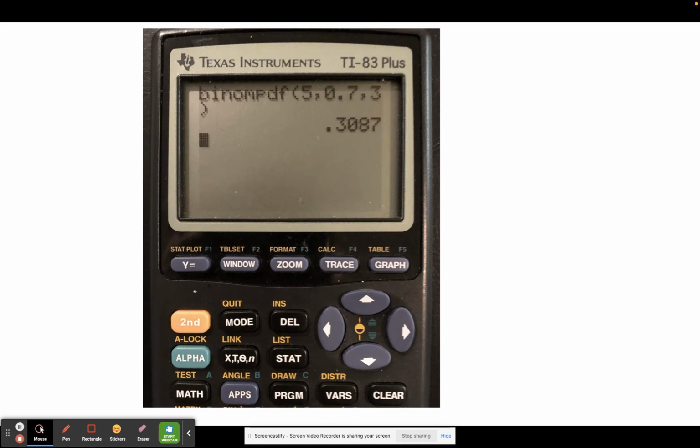On my calculators, this is what you would type in: 5, comma, 0.7, comma, 3, and then close the parentheses. The comma, in case you've never used it, is right above the 7. So the button directly above the 7 is where you'd access the comma. If you hit enter, it will calculate that probability for you, and we get 0.3087.